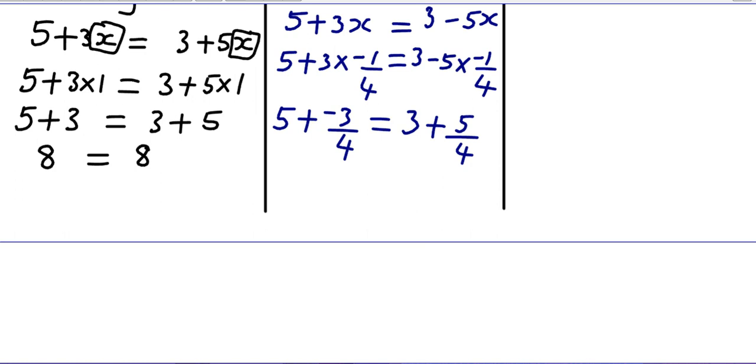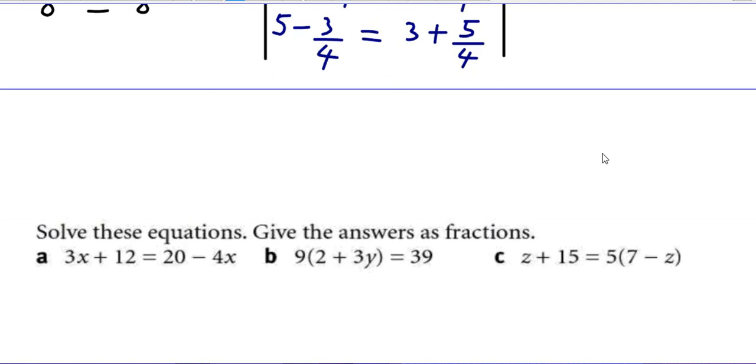So we have positive times negative. This will be 5 minus 3 over 4 equals 3 plus 5 over 4. If you continue, just find the LCM of 1 and 4. On the left hand side the LCM is 4, and on the right hand side the LCM will be 4. So 4 divided by 1 is 4, times 5 is 20, minus 4 divided by 4 is 1, times 3 is 3.